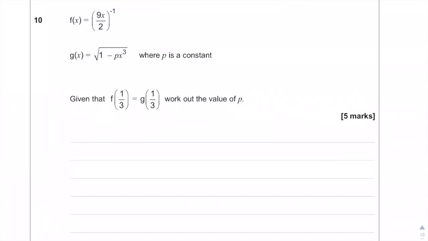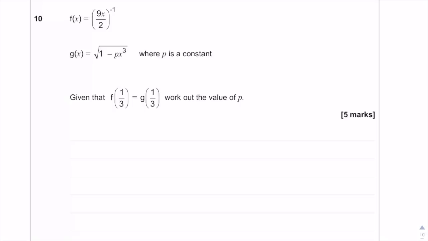Question 10, we're told f of x is equal to 9x over 2 all to the power of minus 1, and g of x is equal to the square root of 1 minus px cubed, where p is a constant. Given that f of 1/3 is equal to g of 1/3, work out the value of p. So we need to evaluate both of these expressions.